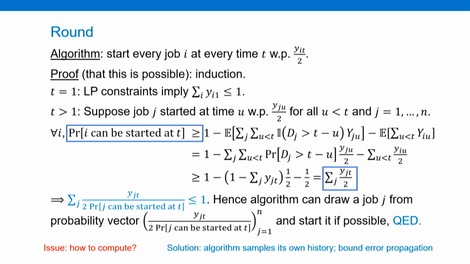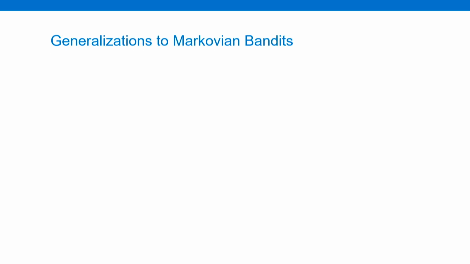OK, so that's stochastic knapsack. Once again, I'll try to illustrate the abstractness and the generality of randomized rounding by arguing that you can generalize this argument to other settings. So actually, I assumed you can't cancel jobs.